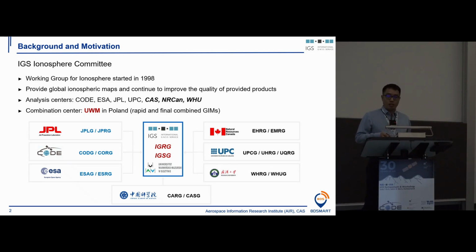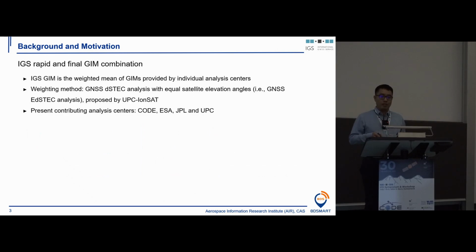And by now, as mentioned before in Manuel's presentation, there are 7 ionospheric associated analysis centers. The combination of the IGS rapid and final GIM product was done by the University of Warmia and Mazury in Poland. I would say the IGS GIM is the weighted mean of GIMs provided by the individual ionospheric analysis centers.